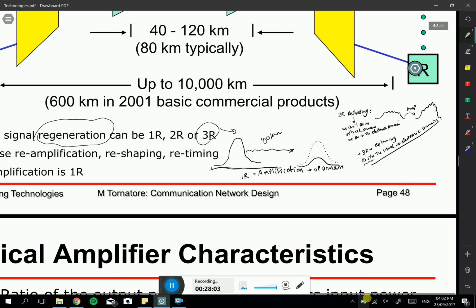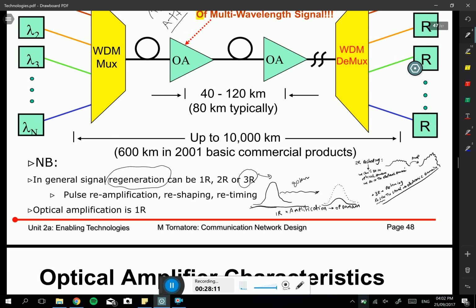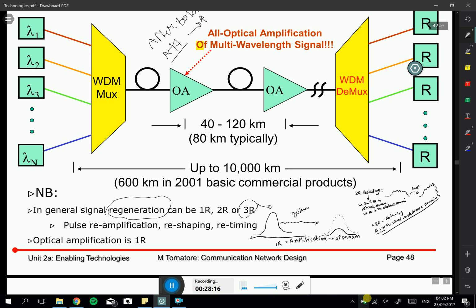So the system, I think I don't need to spend much time here, right? The system, we've seen it many times. People call the distance between the source and the destination node the link. The distance between two amplifiers is called the span. Okay? The link versus the span.